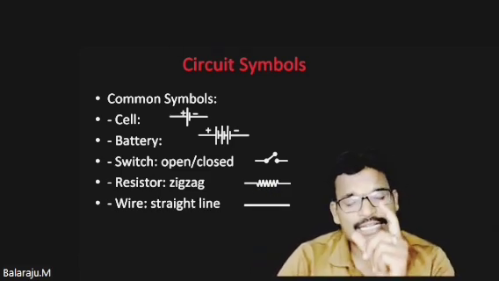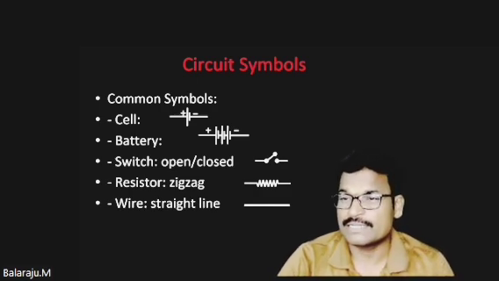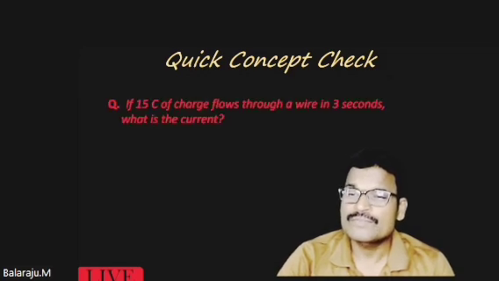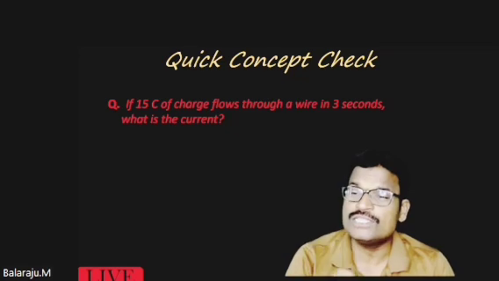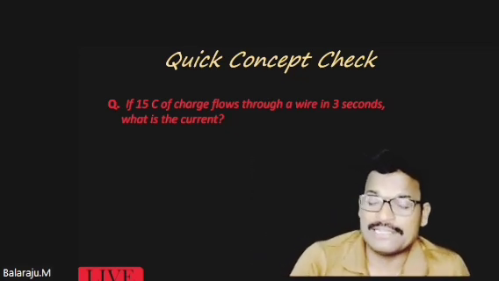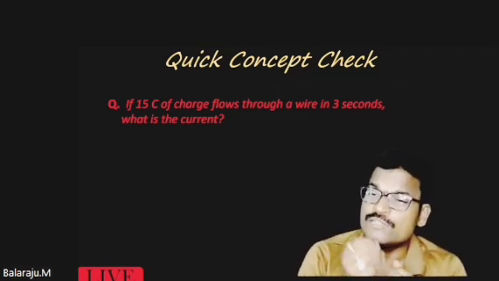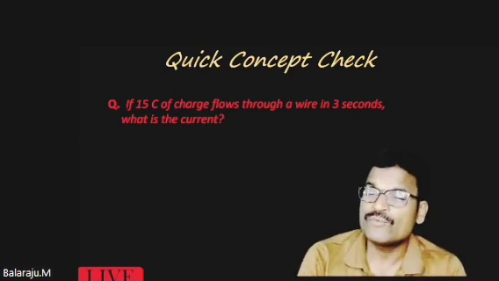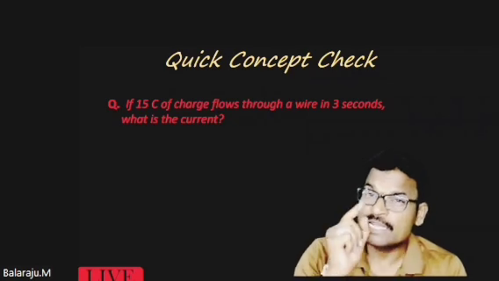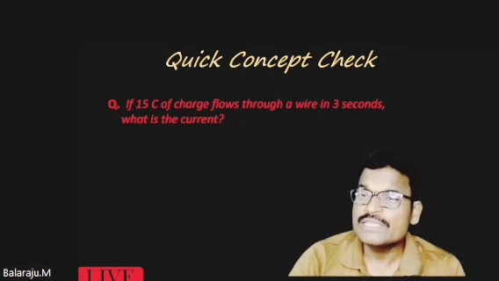Okay, now let us check the concept. Quick concept check. Right, come on, see. If 15 coulombs of charge flows through a wire in 3 seconds, what is the current? Try to understand the question. 15 coulombs of charge flows through a wire. How much time is it flowing? 3 seconds. So what is the current? 5 amperes.